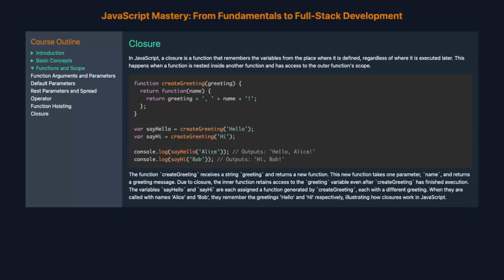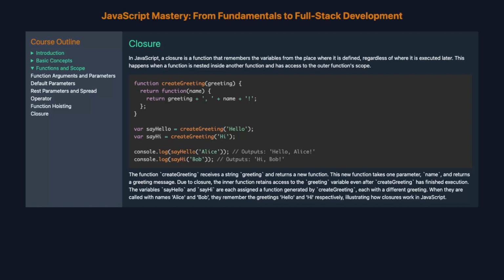Closure. In JavaScript, a closure is a function that remembers the variables from the place where it is defined, regardless of where it is executed later. This happens when a function is nested inside another function and has access to the outer function's scope.